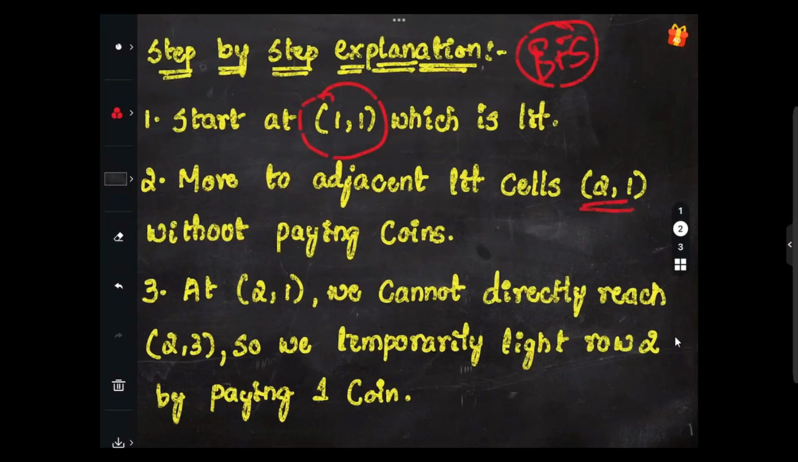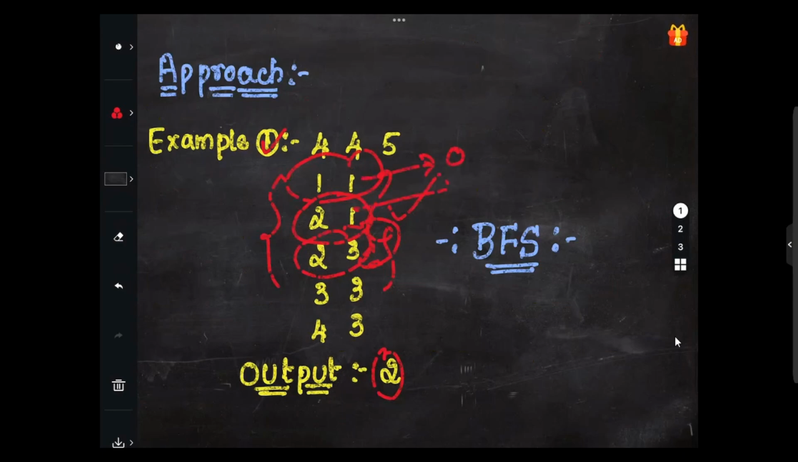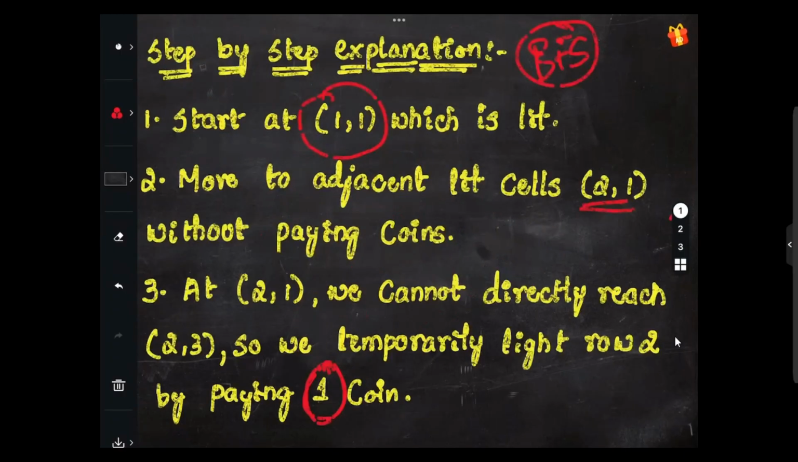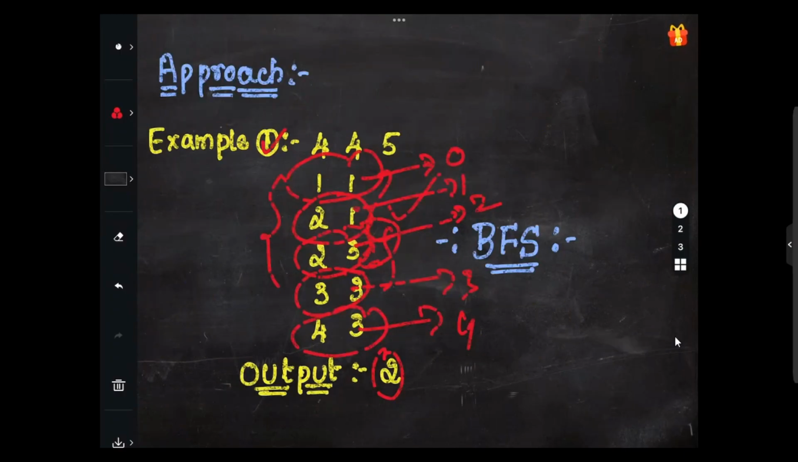So we temporarily light row 2 by paying 1 coin. So at 2 comma 1, the second level. This is at the zeroth level, first level, second level. Indexing starts from 0, right? So this one is 3, this one is 4. At level 2, this is fine. We can move from level 0 to level 1 without paying the coin, and from level 1 to level 2.